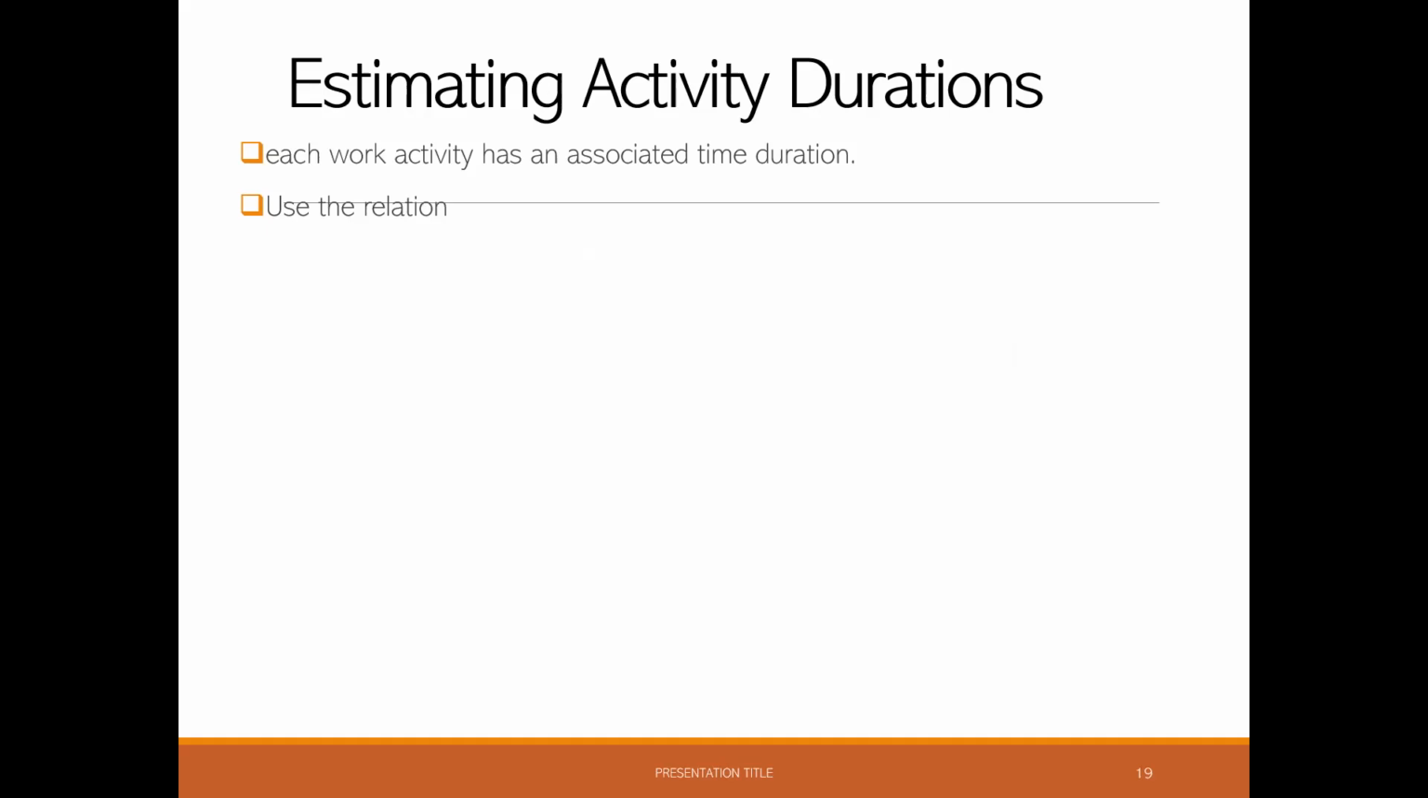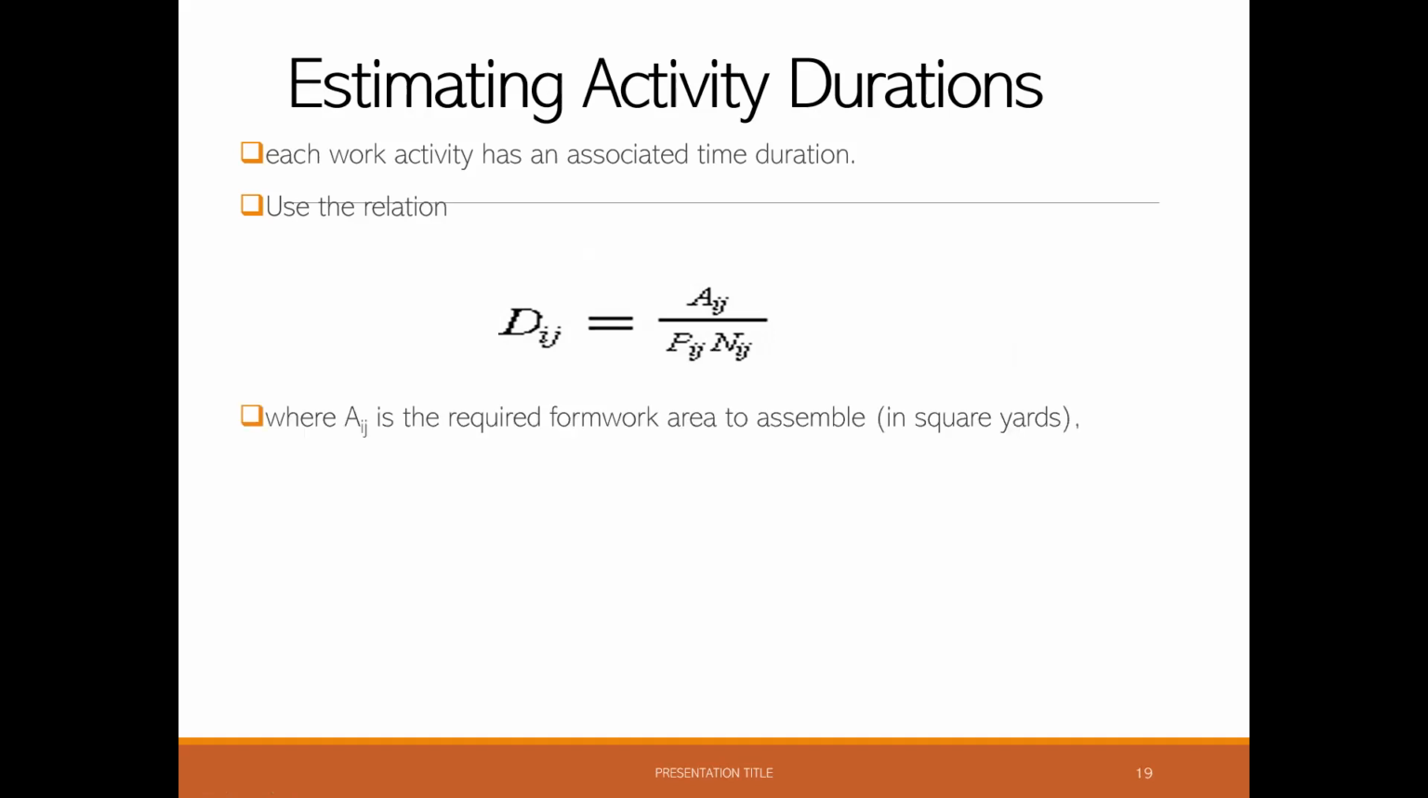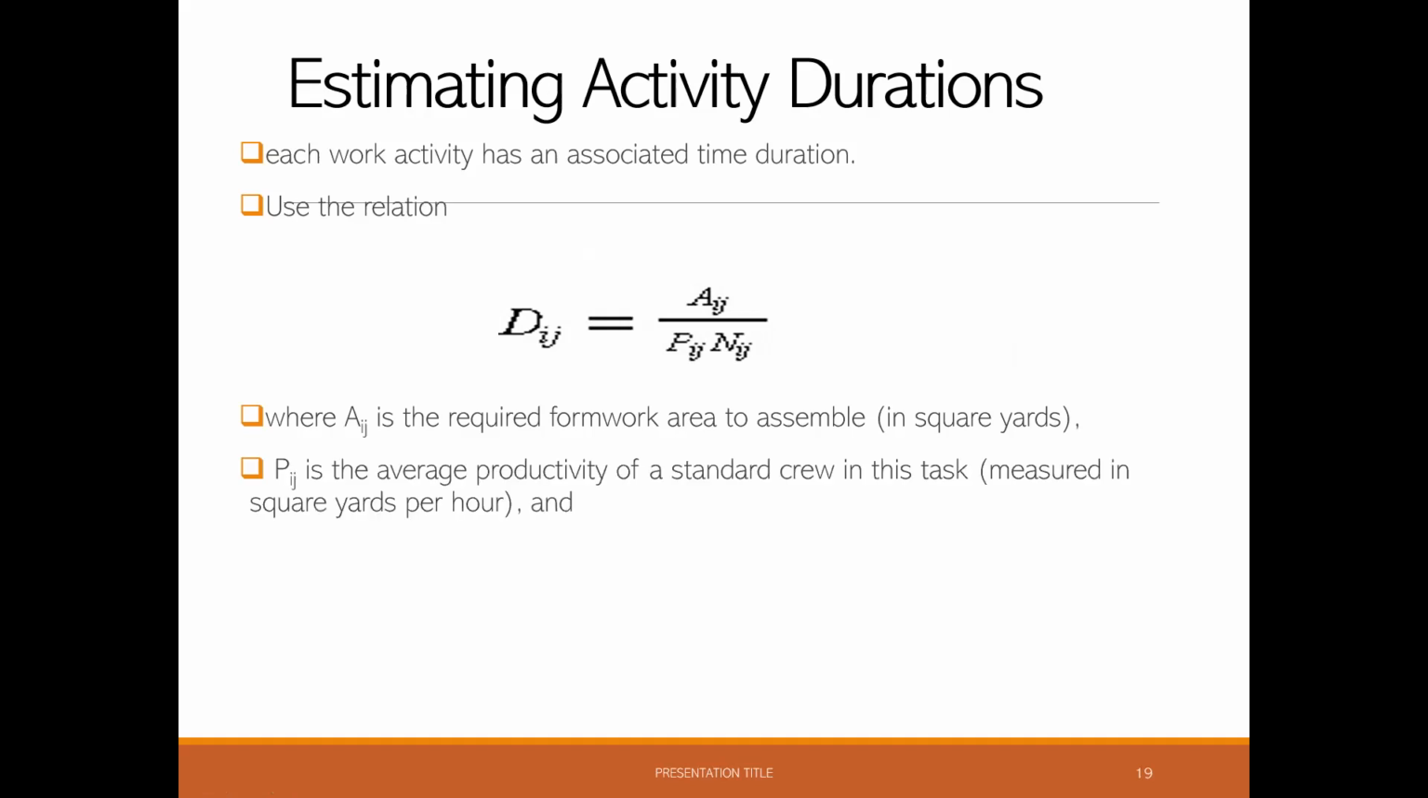For example, the duration of an activity like the pouring of concrete can be computed by a very simple formula. This is Dij = A / (Pij × Nij), where Dij is the duration of the activity, A is the required formwork to assemble in square yards, Pij is the average productivity of a standard crew in this task, measured in square yards per hour, and Nij is the number of crews assigned to the task.